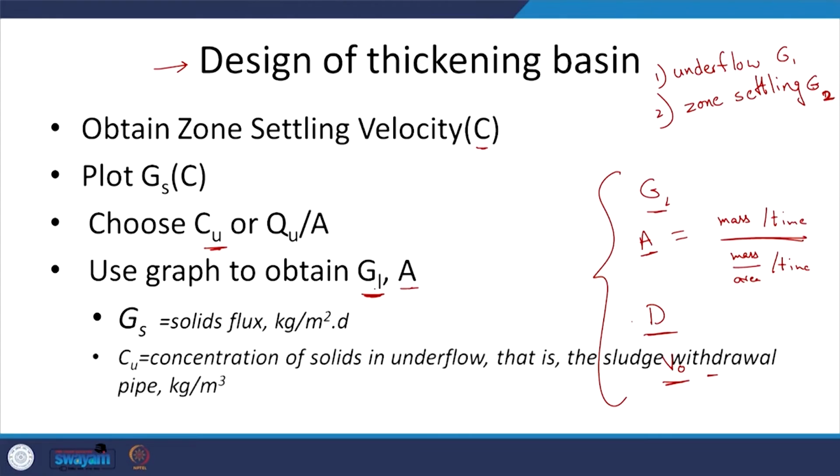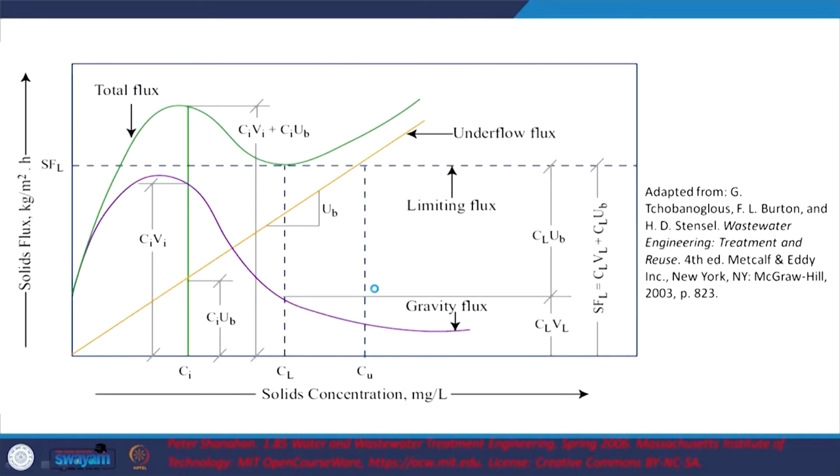Again, solids and concentration in the underflow. Here we see two aspects. First, let us understand the figure. We have solids flux here and solid concentration here. Note that in this graph I am talking about the gravity flux, the one due to gravity or zone settling. At low concentration, the flux is more or less equal to concentration into this velocity, V. C into V is going to be proportional to the concentration when the concentration is low.